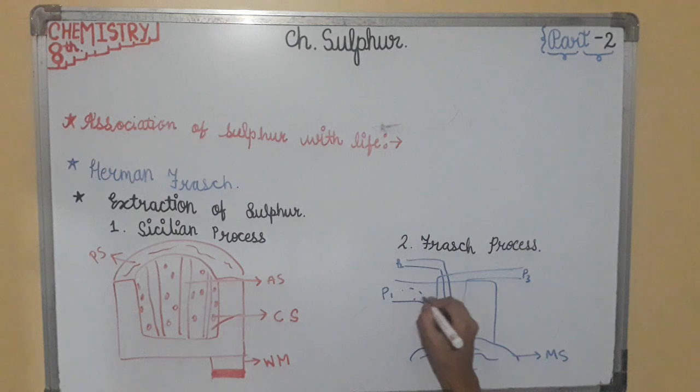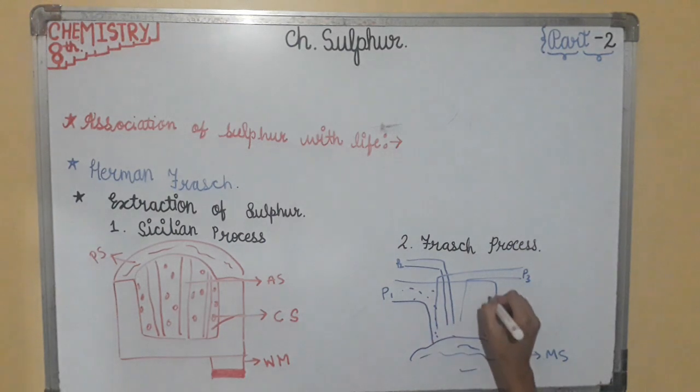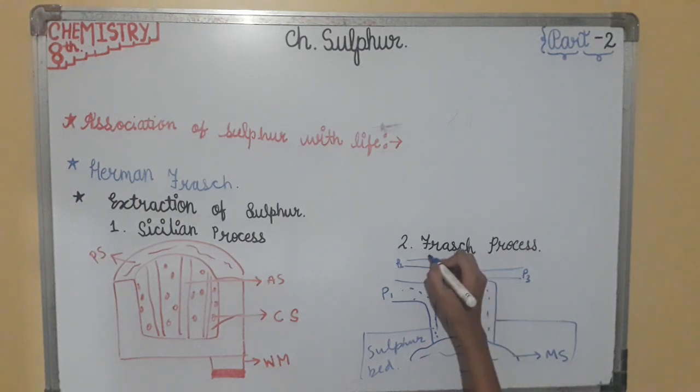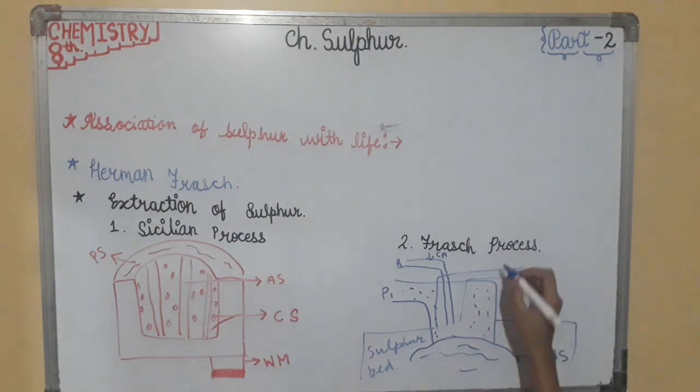After that, the dots like this are the superheated water. This level is the sulfur bed. Here it is compressed air, CA, and molten sulfur comes through pipe 3. Molten sulfur.